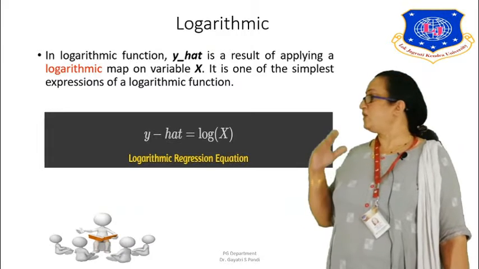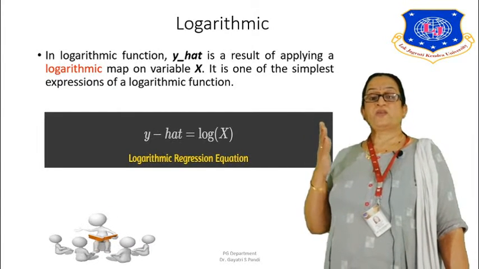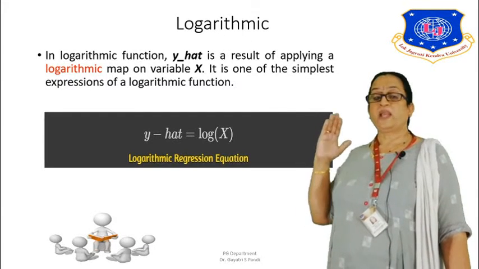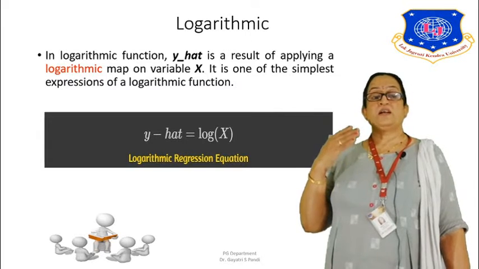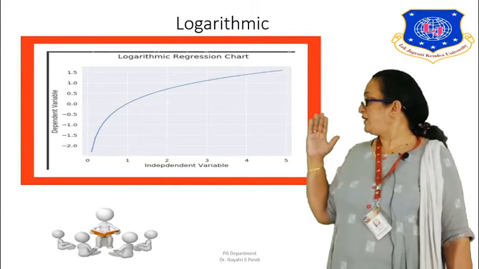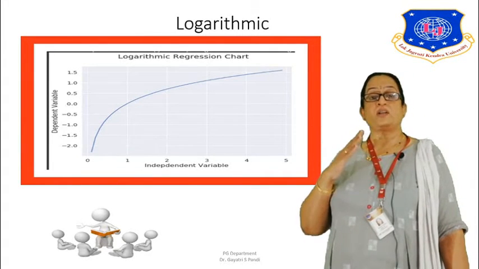And then we have the logarithmic, which is y hat equal to log of x. This is the result of applying the logarithmic map on the variable x, and it is one of the simplest expressions of the logarithmic form. And then you can see the arc of the logarithmic regression chart, it is not a straight line.